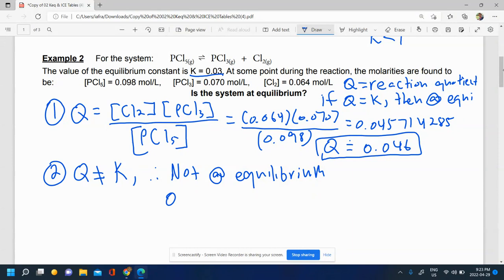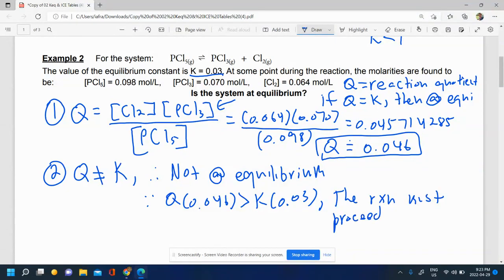So since our Q, which is 0.046, is larger than our K, which is 0.03, we need to decrease the ratio, right? The ratio in the Q is too high. We basically have too much of the stuff up here. We have too much of the product. So since we have too much of the product, the reaction must proceed in the direction that reduces the product and increases this. So we want this to go down and this, the reactant, to go up, because we want to reduce our Q value to go towards 0.03. We want a larger denominator, which is a reactant. So the reaction must proceed to the left, towards the reactants.